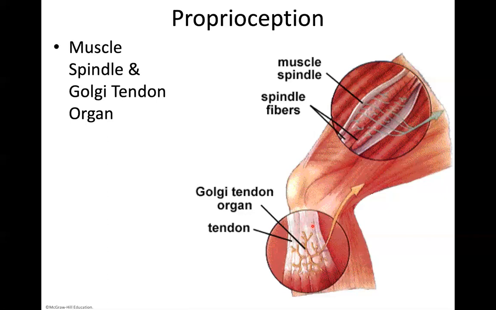So when you're lifting weights or just moving around, the Golgi tendon organ is that sense organ that tells you how much tension the muscle is exerting. If there's too much tension, then the Golgi tendon organ will inhibit the muscle from creating any force, protecting you from injuring yourself.